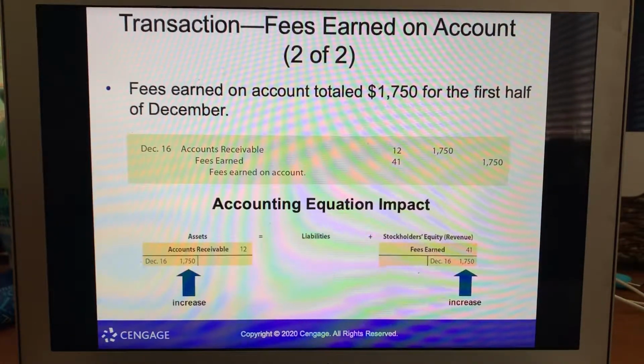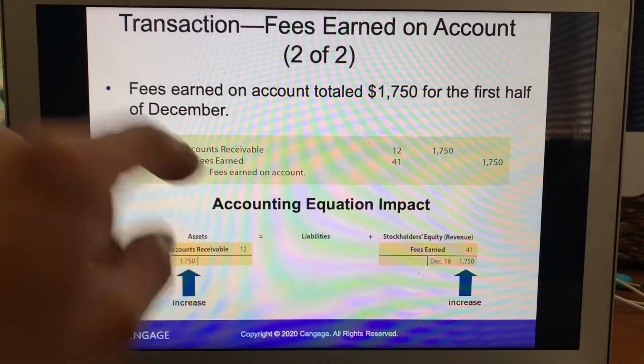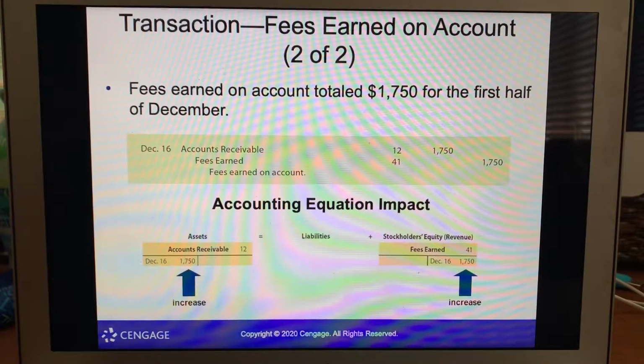In this example, $1,750 in account receivable on December 16th. And account receivable is account 12. Fees earned, this is a revenue, so it's going to increase $1,750. And on the bottom right there in the notes, this is the note again, fees earned on account. The impact on the accounting equation is right below.